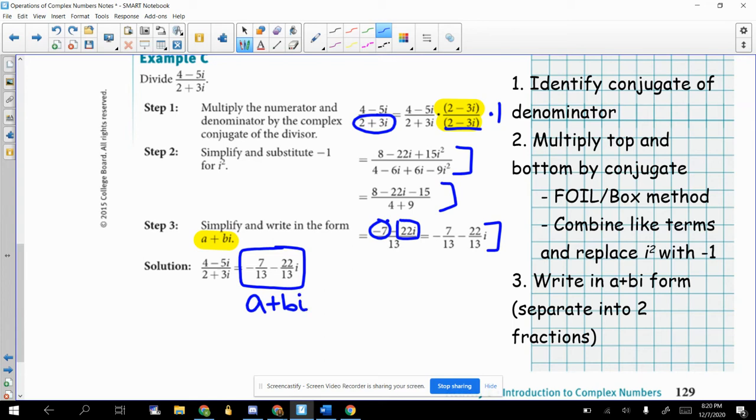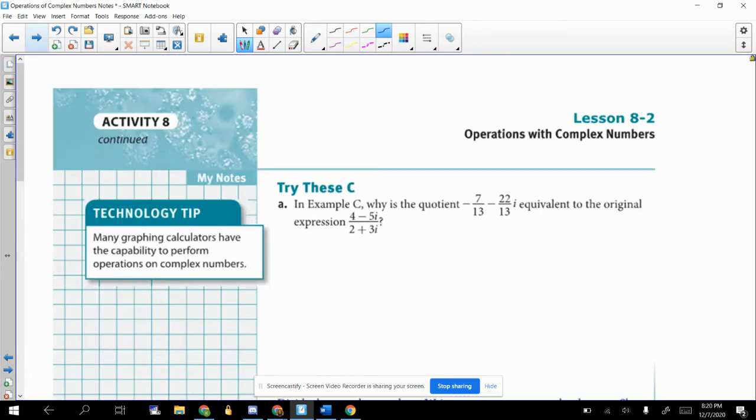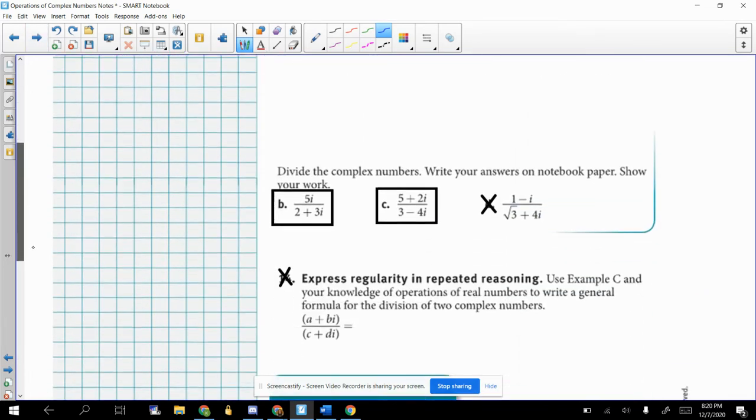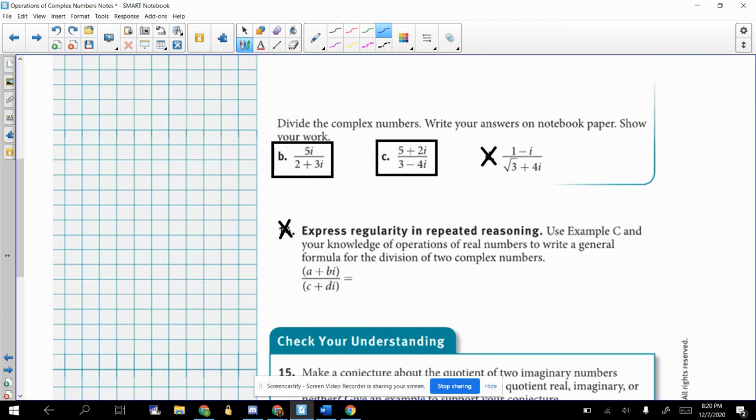Okay, so let's go ahead and try a couple. So we're going to go ahead and try just B and C on that next page. So on page 130 in your Springboard book. I'm going to go ahead and move to another page just so we have room. And if you want a separate sheet of paper, you could do that as well.